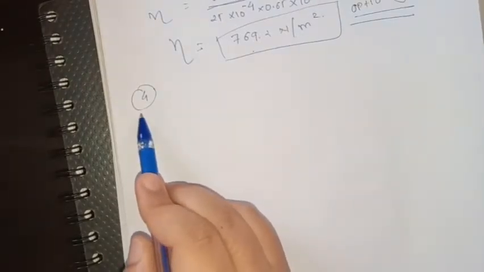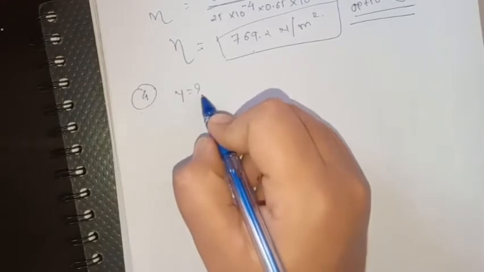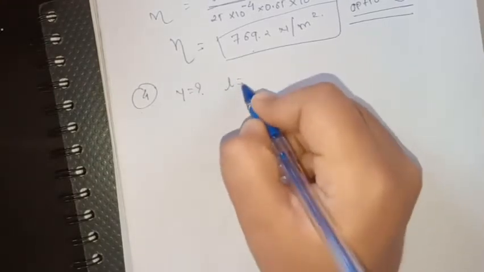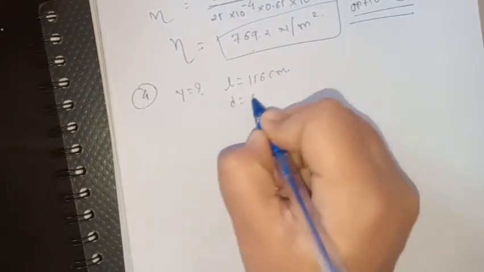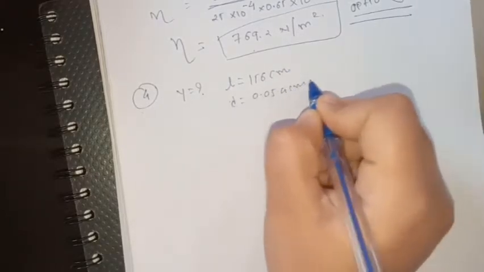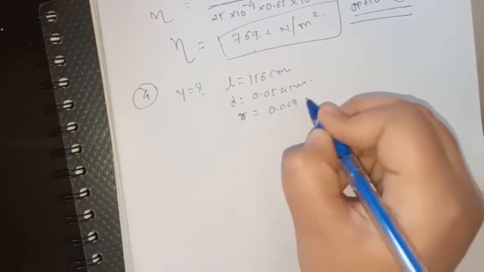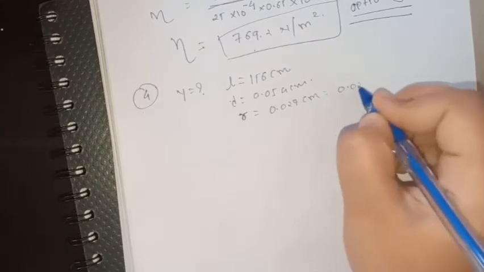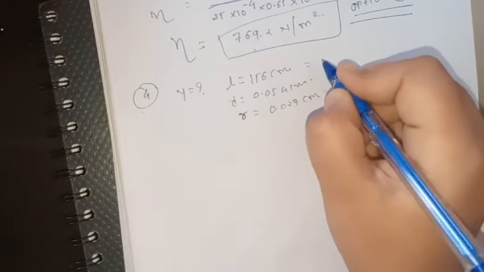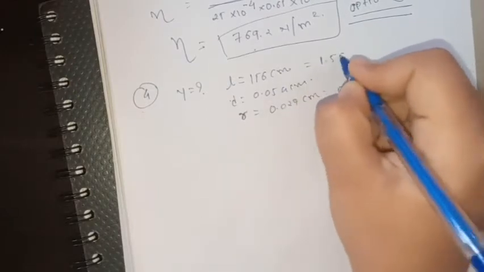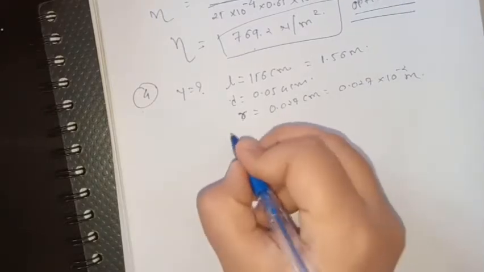In question number 4, we want to find the Young's modulus of given wire. It is given that length of wire is 156 centimeter. Its diameter is 0.054 centimeter. So radius will be 0.027 centimeter, that is 0.027 into 10 power minus 2 meter, and length can be written as 1.56 meter. The average increase in length is given.